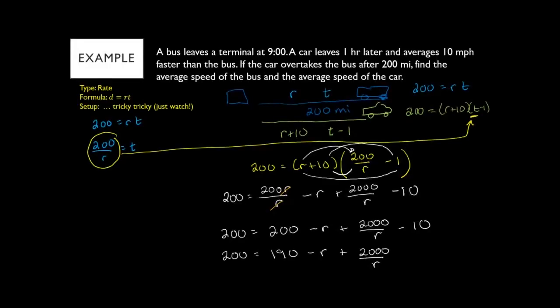So we have 200 equals 190 minus r plus 2,000 over r. So to get rid of that r in the denominator, we're going to multiply both sides by r, because I have only one fraction that I need to cancel out. So that denominator is r, so I just want to get rid of that.